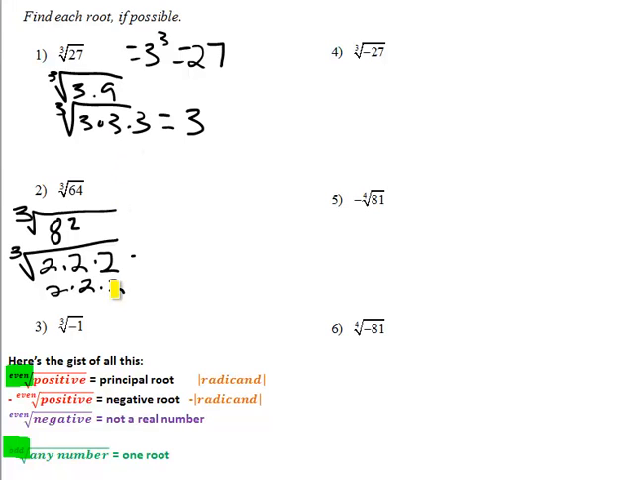Okay, I think I'm on to something here. I'm looking for three of a kind. So that's 1, 2, 3. Each of those is 2 squared, right? Or 4.